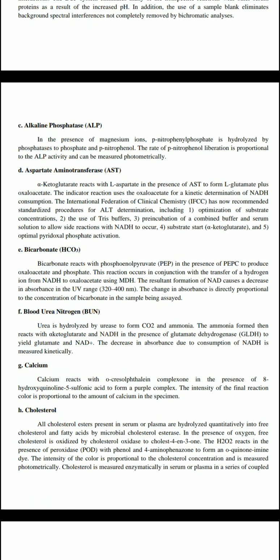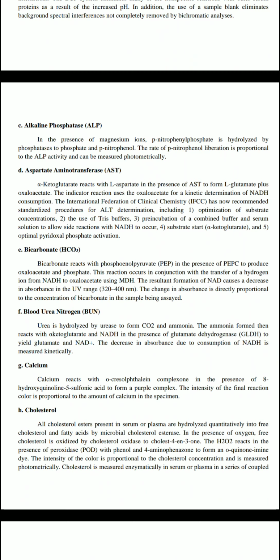Now the next test is for alkaline phosphatase, in short form we denote it as ALP. In the presence of magnesium ions, para-nitrophenyl phosphate is hydrolyzed by phosphatases to phosphate and para-nitrophenol. The rate of para-nitrophenol liberation is proportional to the ALP activity and can be measured photometrically.